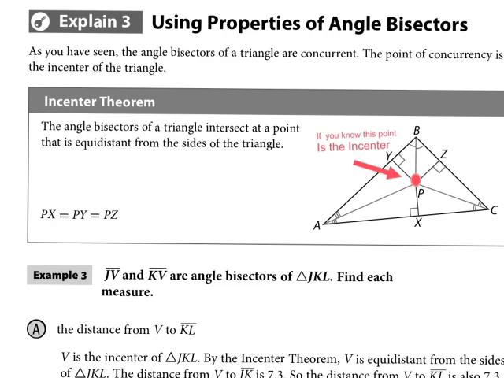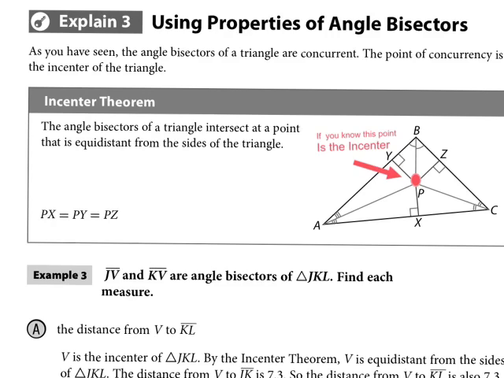When you look at the Incenter Theorem, the angle bisectors of the triangle intersect at a point that is equidistant from the sides of the triangle. Now, what this theorem is telling you is basically this. If you know that this point is the incenter, now remember that the incenter is where all your angle bisectors meet. Now, in the previous lesson, we were looking at where all our perpendicular bisectors were meeting, and that point was called the circumcenter. This point here is called the incenter. That's where all your angle bisectors meet.